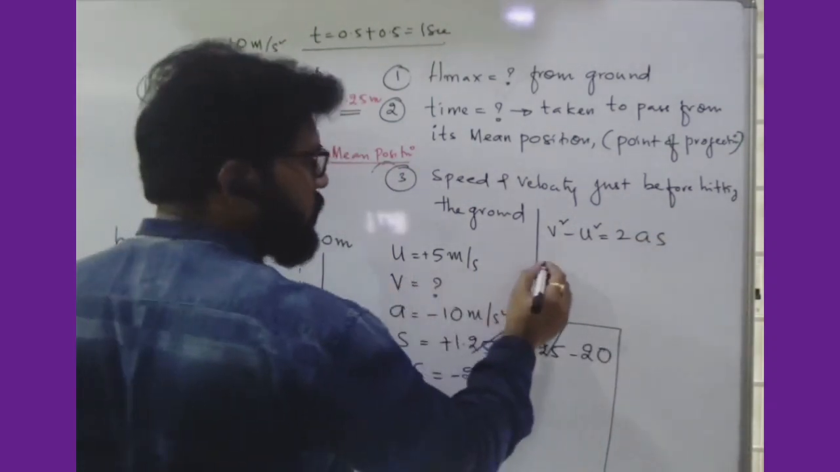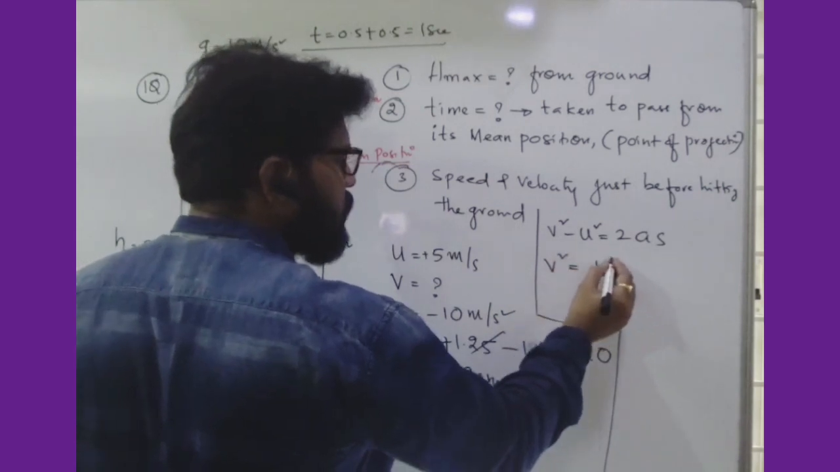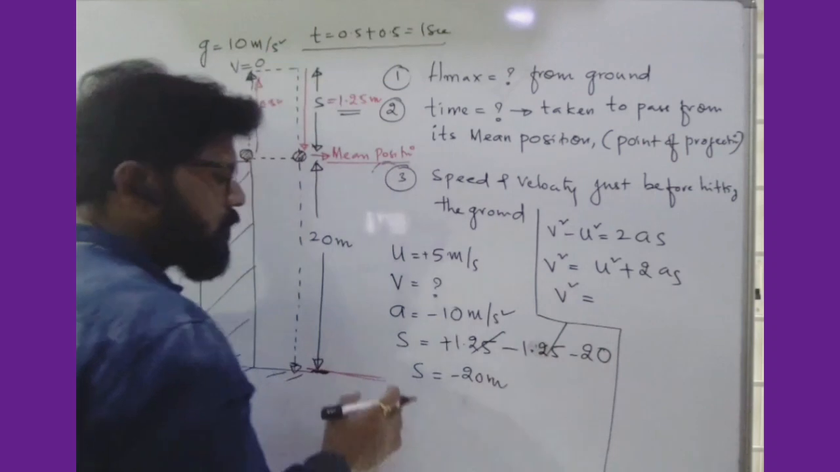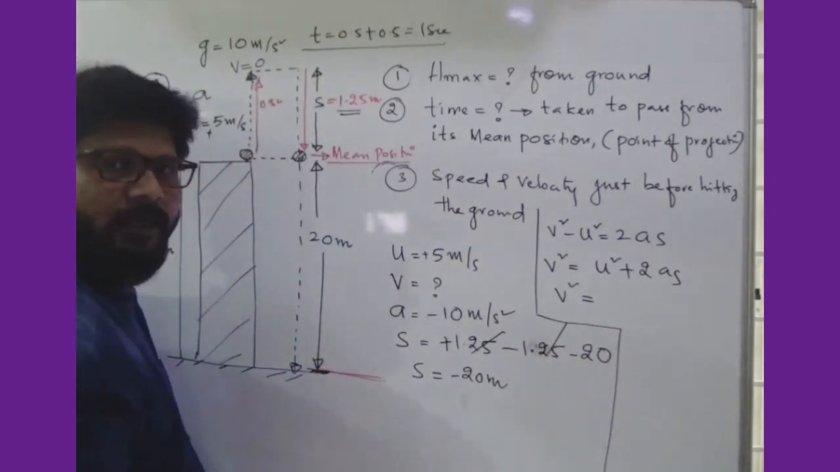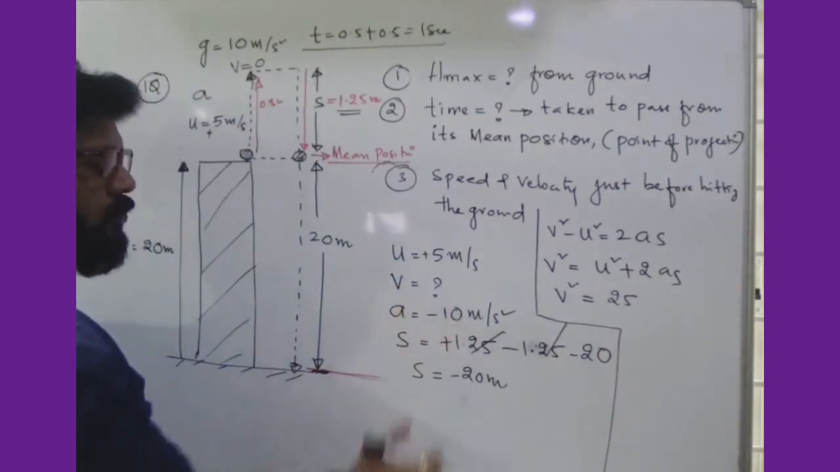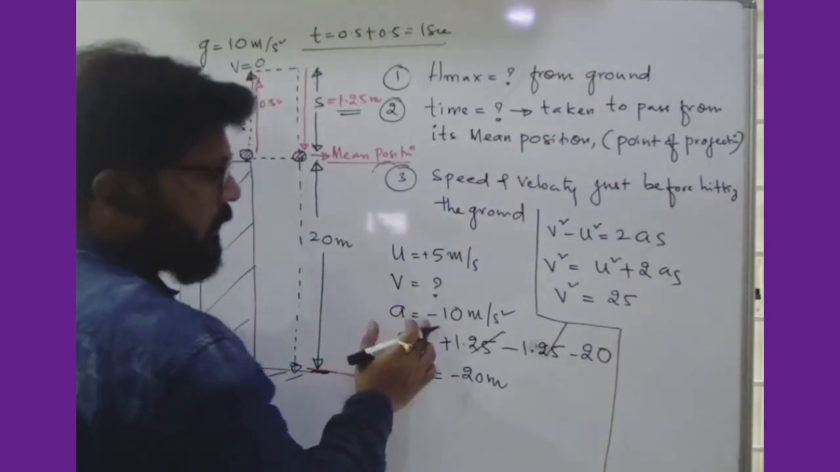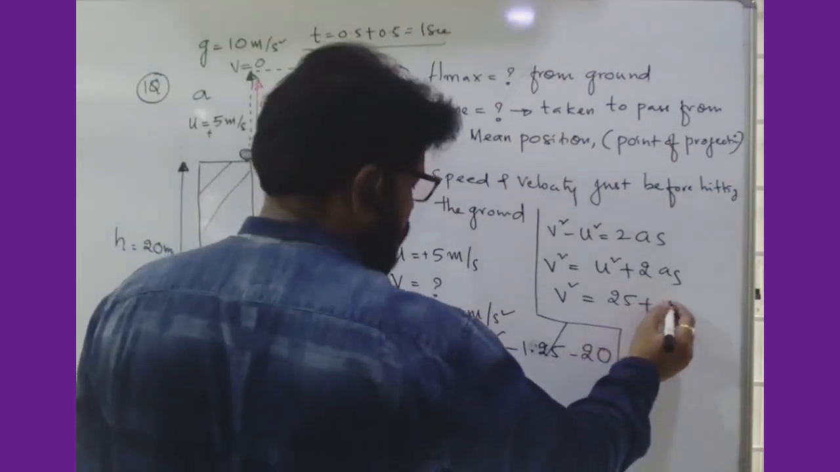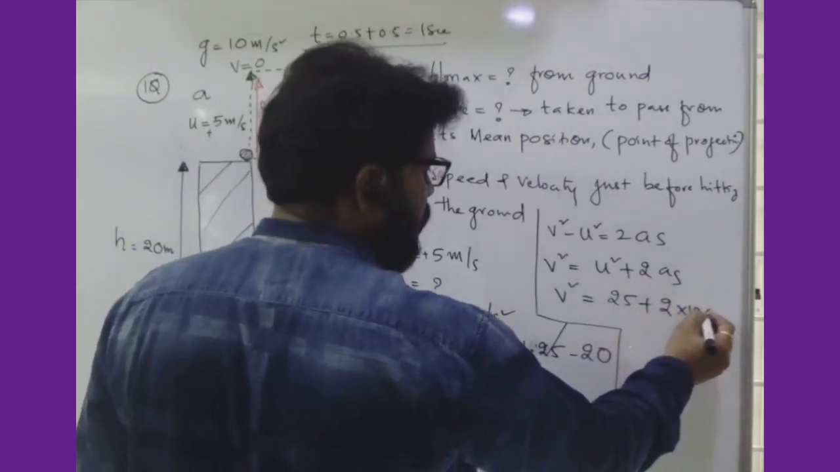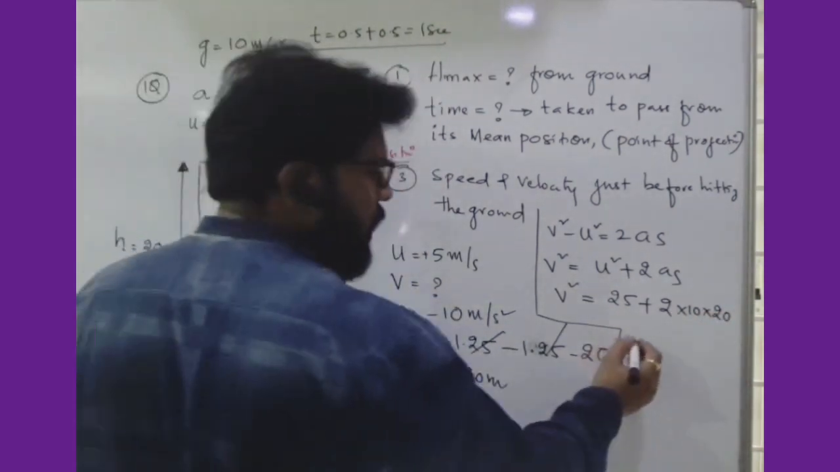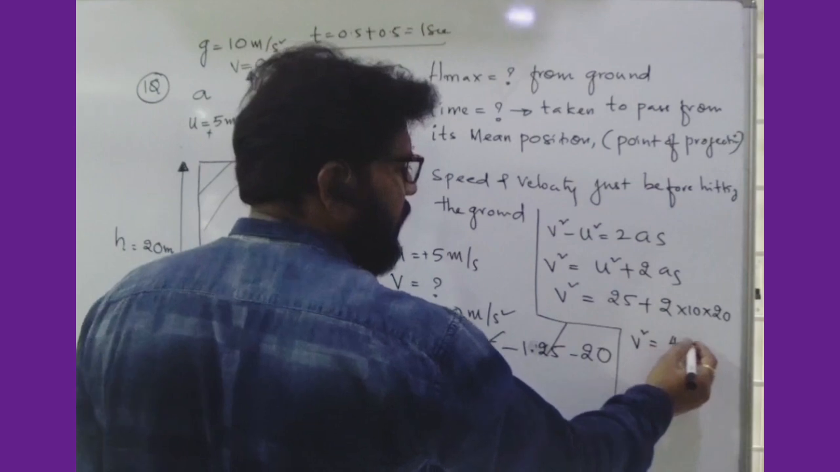So V square we want. V square is equal to U square plus 2AS. U square is 5 into 5, 25. So 25 plus 2A into S. Here negative and negative both will become positive. That is nothing but plus 2 into 10 into 20, which is 400. So V square equals 425.